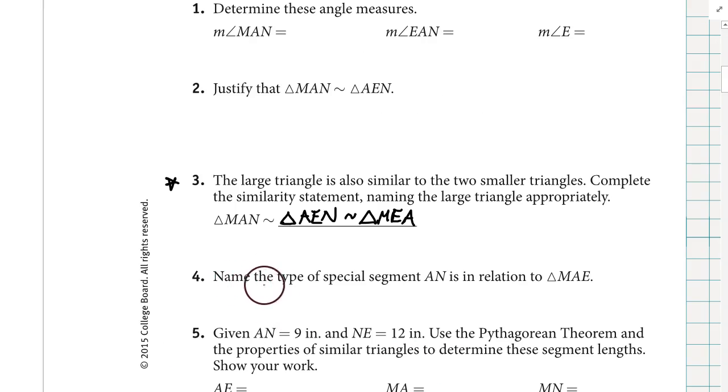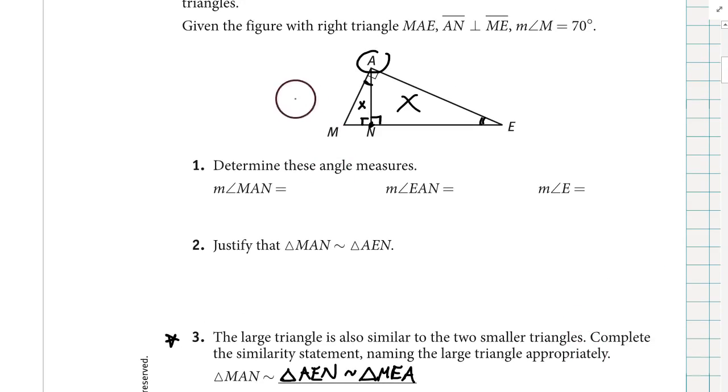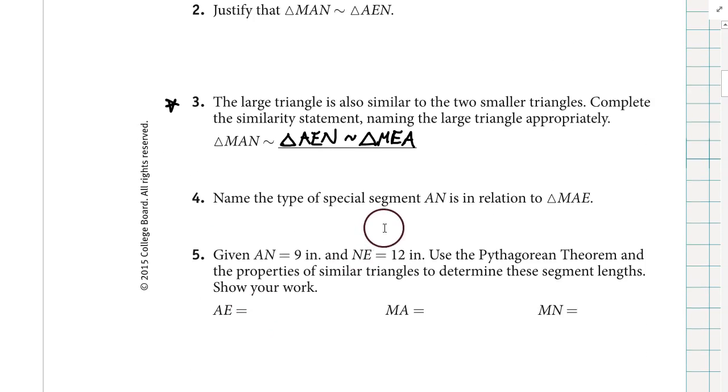Question 4 says, name the type of special segment AN is in relation to the original triangle MAE. AN is called an altitude. It goes from the corner of the triangle to the opposite side, touching that side at a 90-degree angle. So we can fill that in here, altitude.